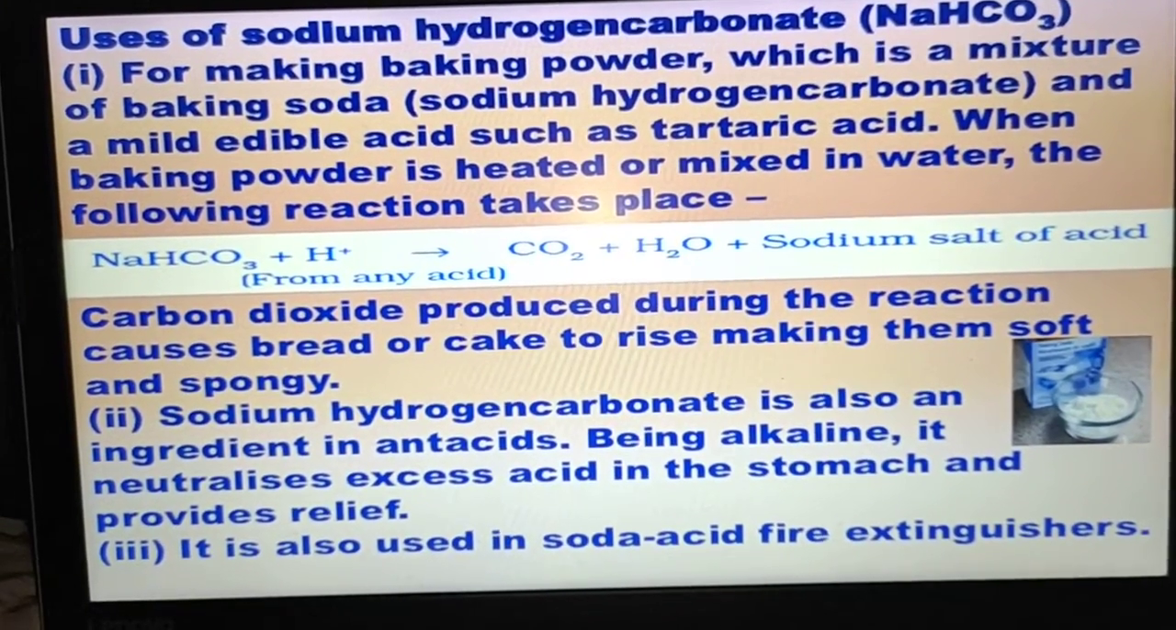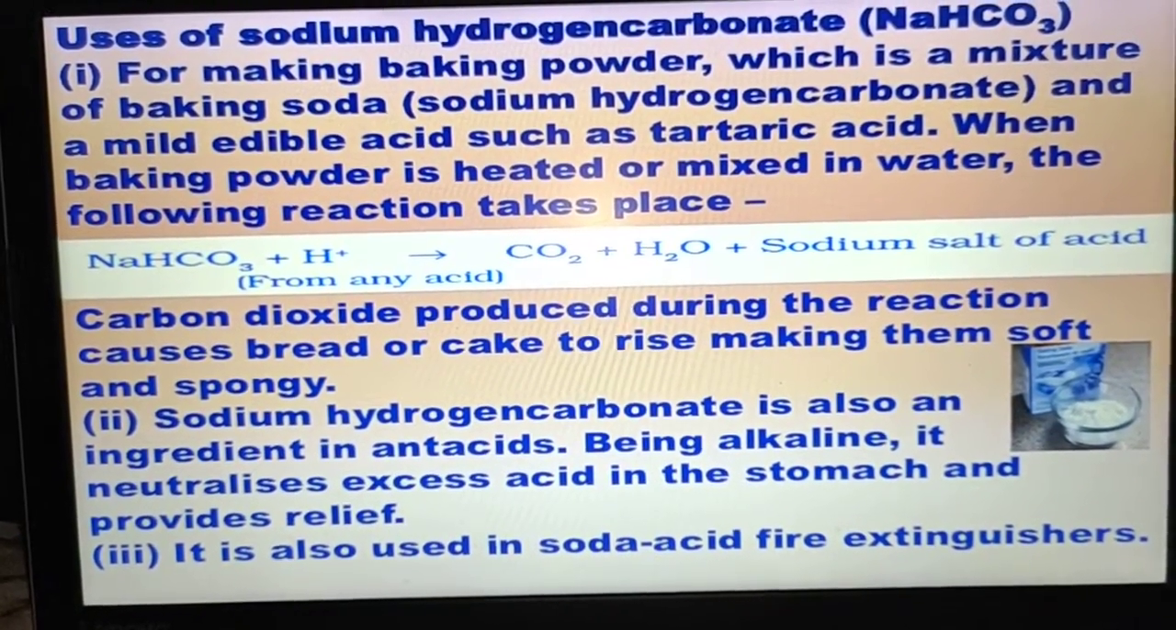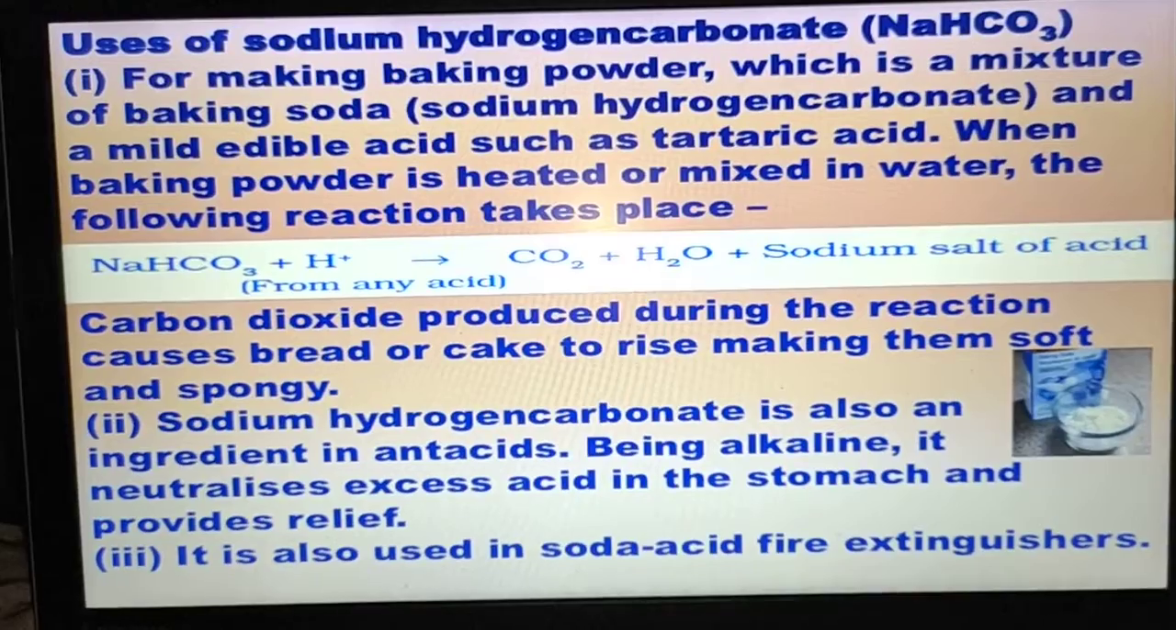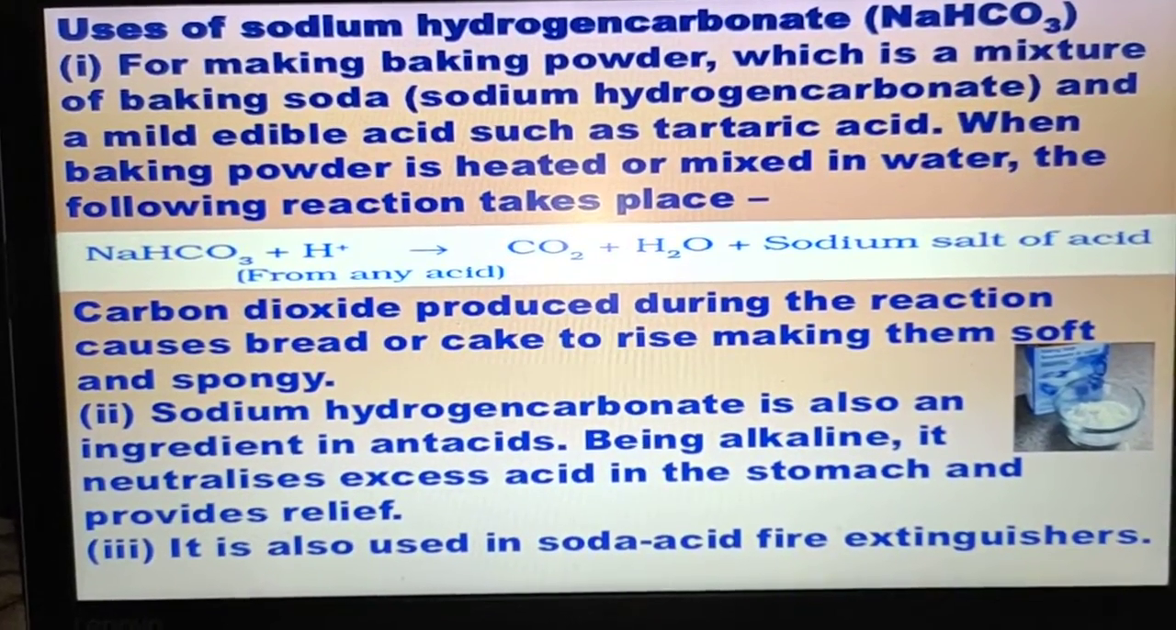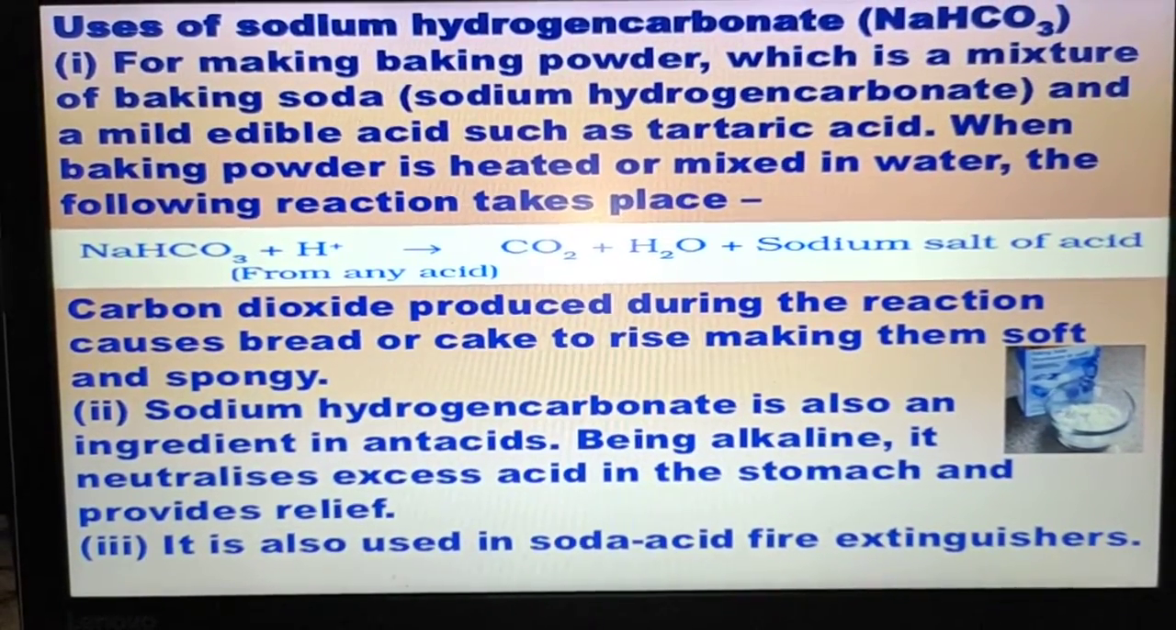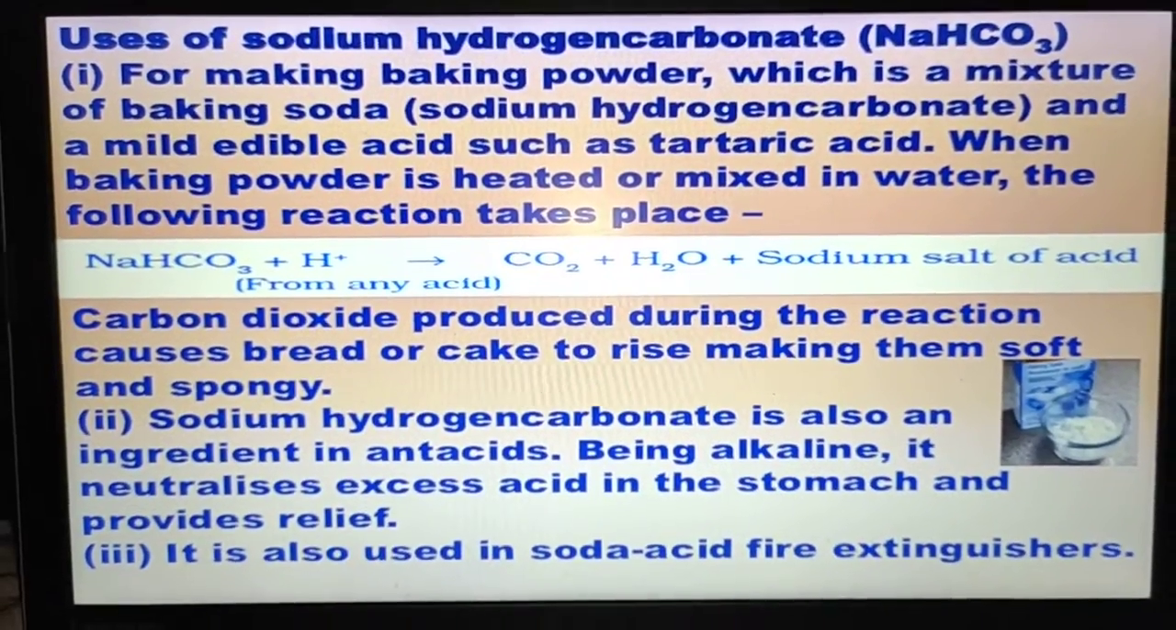Sodium hydrogen carbonate is also an ingredient in antacids. Being alkaline, it neutralizes excess acid in the stomach and provides relief. It is also used in fire extinguishers.